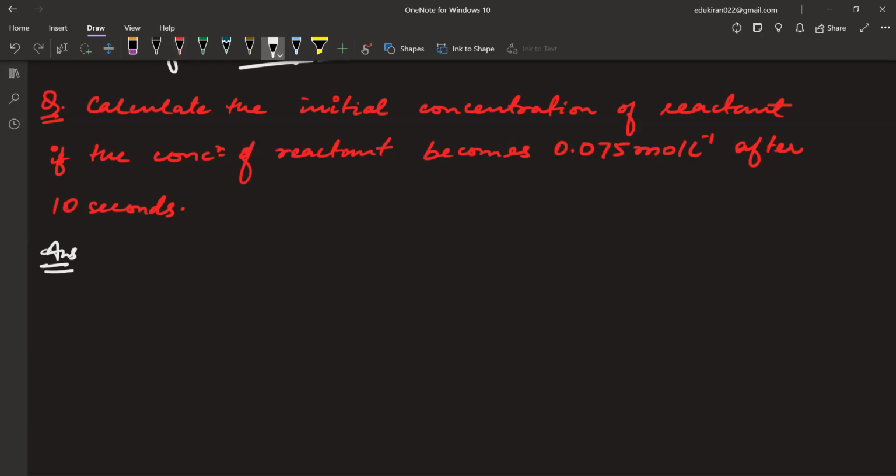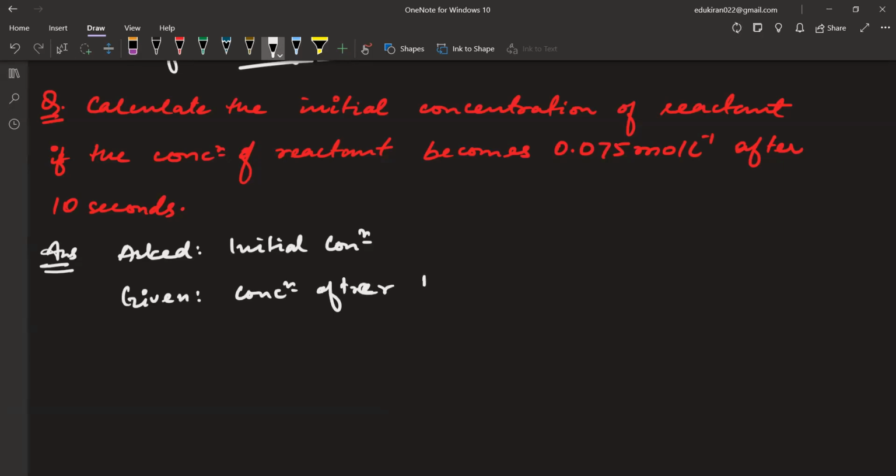Now tell me what is asked. What is asked here? Initial concentration. What is given here? Given here is the final concentration, or you can say the current concentration, after 10 seconds. That means they have also been given time and concentration. And also you have been given the rate constant. K is equal to 1.5 into 10 to the power minus 3 molar per second.